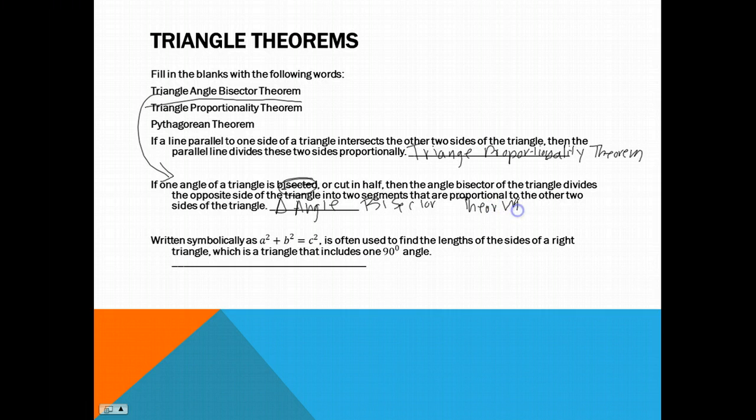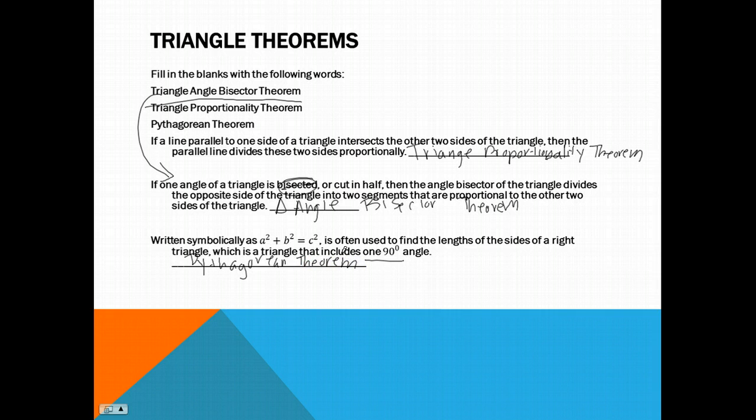And then that last one, written symbolically, a squared plus b squared equals c squared, that should ring bells at this point, is often used to find the lengths of the sides of a right triangle, which is a triangle that includes a 90-degree angle, so the Pythagorean theorem. So great refresher on theorems we've taken a look at most recently.